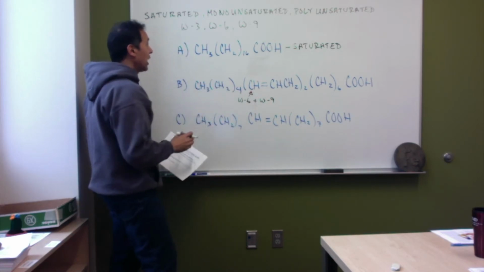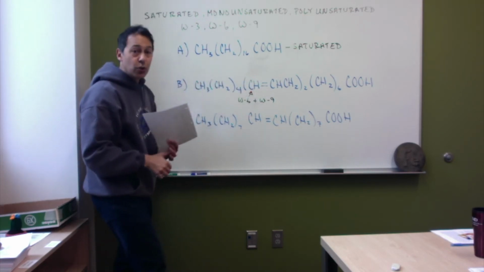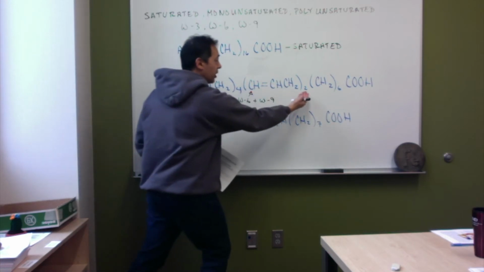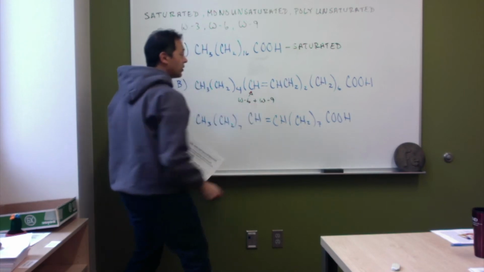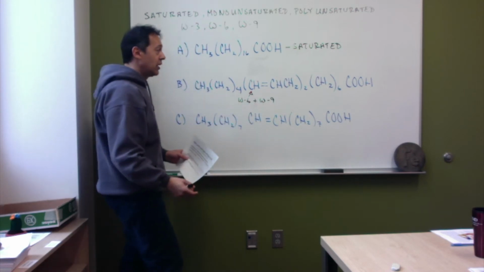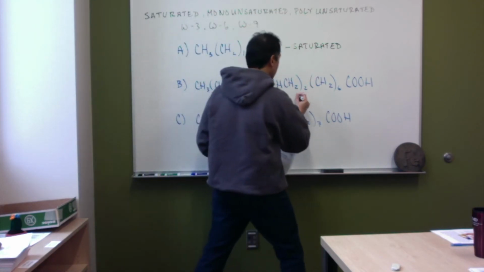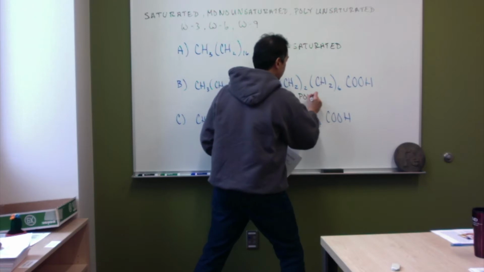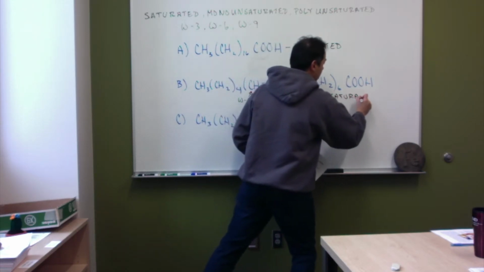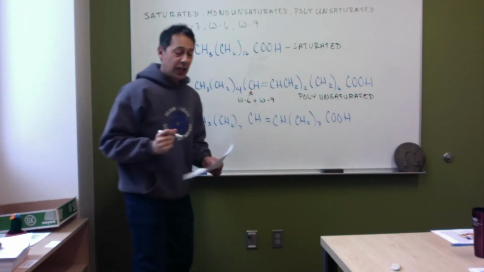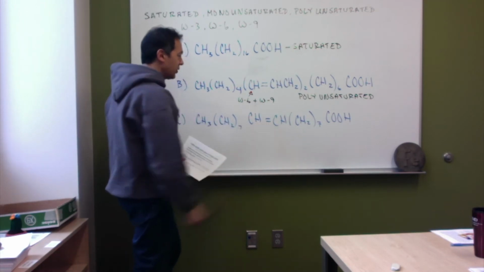Okay, and so is this saturated, unsaturated? Well, we've got double bonds there, and there's actually 2 double bonds. There's one here, but because we have a 2 here, everything in the brackets is times 2. So this one here is not monounsaturated, it's polyunsaturated. So I'm going to call this one polyunsaturated.